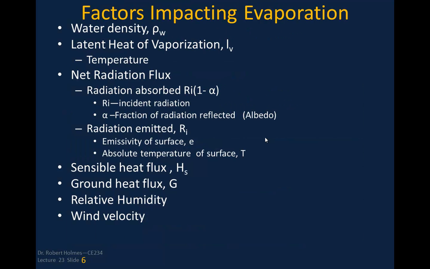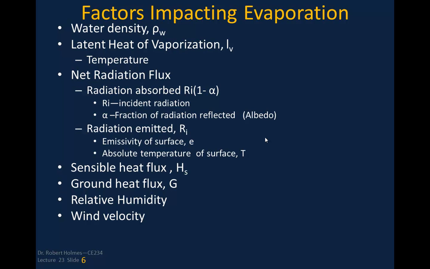There are several factors that impact evaporation, including the density of the water and something called the latent heat of vaporization. The latent heat is the heat that's either absorbed or lost from a body or a thermodynamic system through no temperature change, but simply through a phase change. So in this case, we're talking about going from a liquid phase to a gas phase, being vaporization. So that would be the heat that was lost to the system due to this phase change.